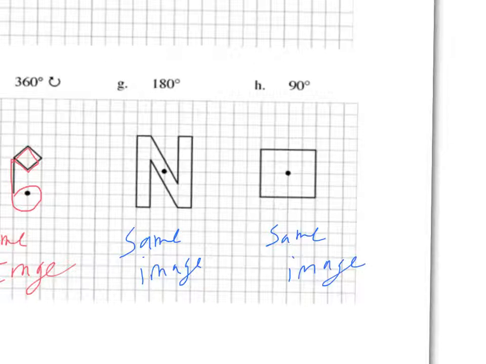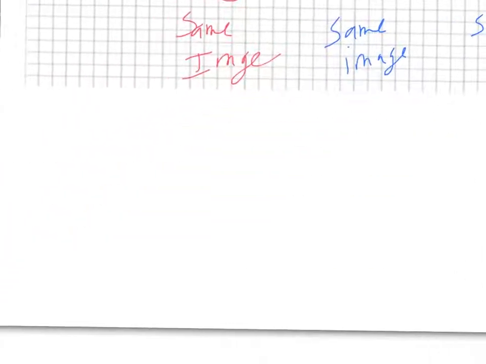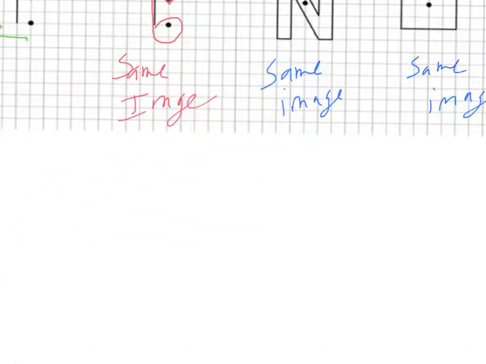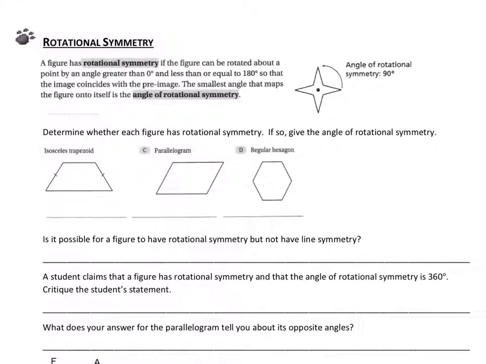Okay? And that kind of leads us into our next page, our last page of notes. Here we're going to talk about rotational symmetry. The smallest angle that maps the figure onto itself is the angle of rotational symmetry. For instance, this angle right here, we rotated it to this point. That would be a 90-degree rotation, because that's a fourth of a circle. That would show that it has rotational symmetry.